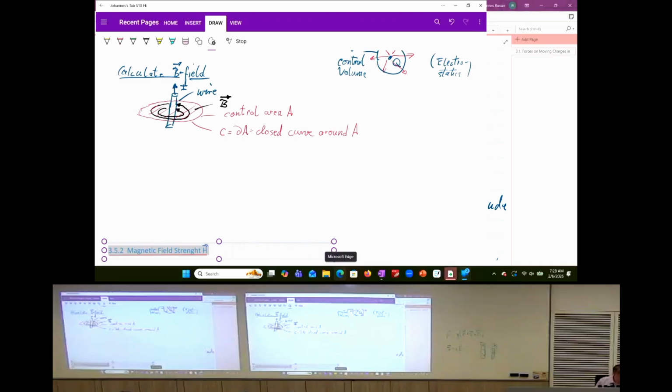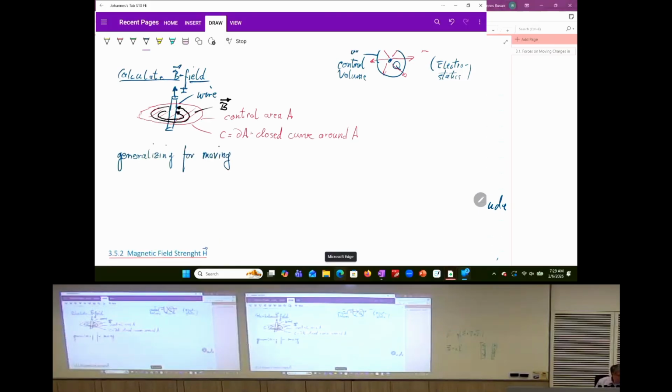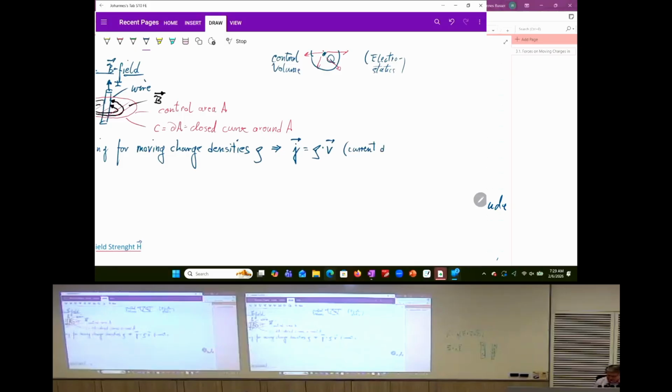Well, you integrate over an area and look at what charges are moving through this area. So we are generalizing it for moving charge densities. Charge density we denote with rho, and that means we are interested in our current density, which is the space charge density times the velocity field here. That is our current distribution, or rather the current density here. We are working with current densities.